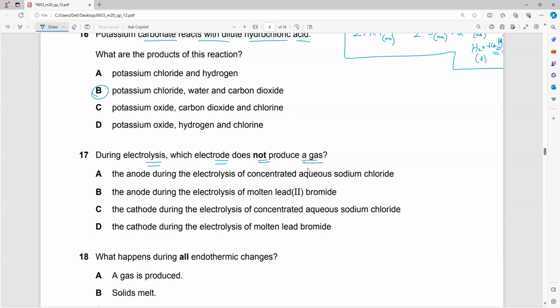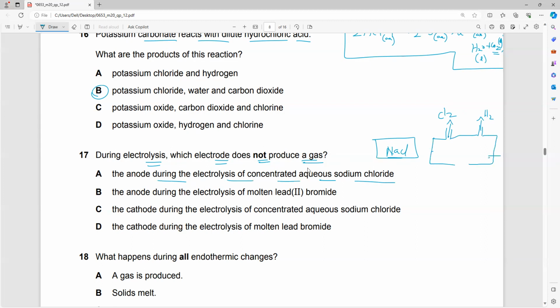First, the anode during the electrolysis of concentrated aqueous sodium chloride. Chapter number 2, page number 2, the most famous figure. I told you already: chlorine gas will come, hydrogen gas will come. By this time you all know the chlor-alkali process we are having.